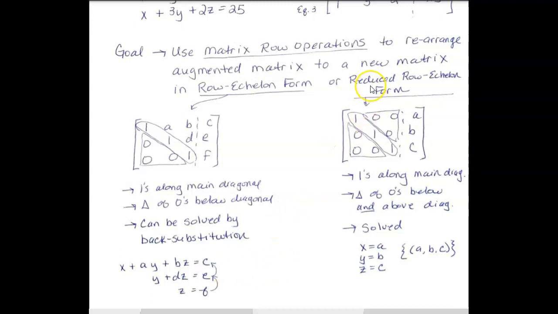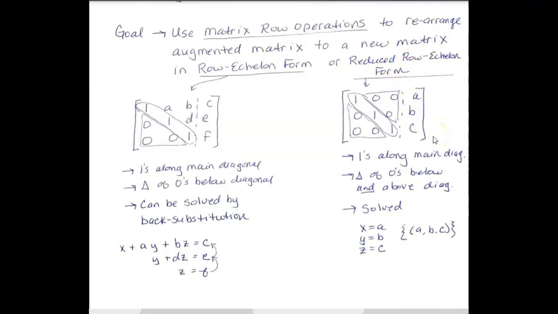All right, the other form we call reduced row echelon form, and it takes the matrix row operations a little bit further. It still creates a diagonal of 1s. You still have this triangle of 0s below it, but you do a few more row operations and create also a triangle of 0s above it, if possible. So reduced row echelon form produces 1s along the main diagonal. It has a triangle of 0s below and above that diagonal. And in this case, we don't have to do back substitution because this one is already solved.